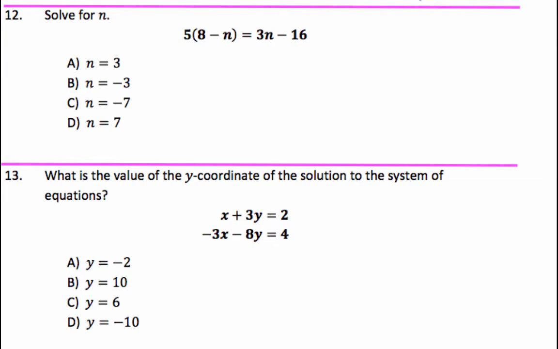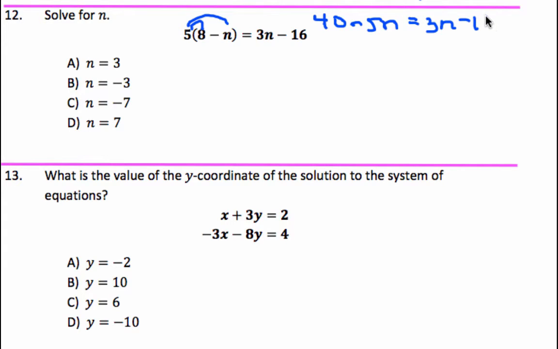In problem number 12, you're asked to solve for n. So all the algebraic manipulations we'll be going through will be to get this final line, n equals some number. So let's begin. We want to solve for n, and one of the n's is inside the parentheses, so we'll have to begin by distributing. So 5 times 8 is 40. 5 times negative n is minus 5n, equals 3n minus 16.